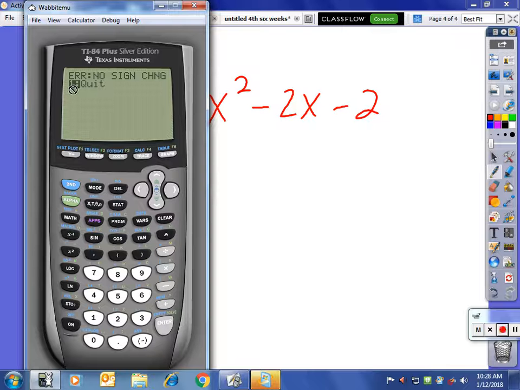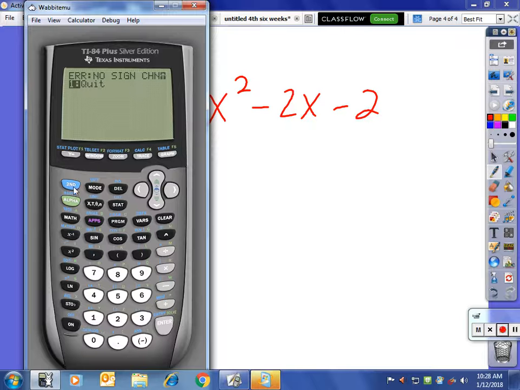Usually when you see error, you have a quit and a go to. Do you see how there's no go to option? Because the calculator is trying to tell you, you didn't make an error. You didn't enter something incorrectly. It's just I can't find the intersection of two things that don't intersect. So it's just telling me there's no sign change. It just means that they don't intersect.